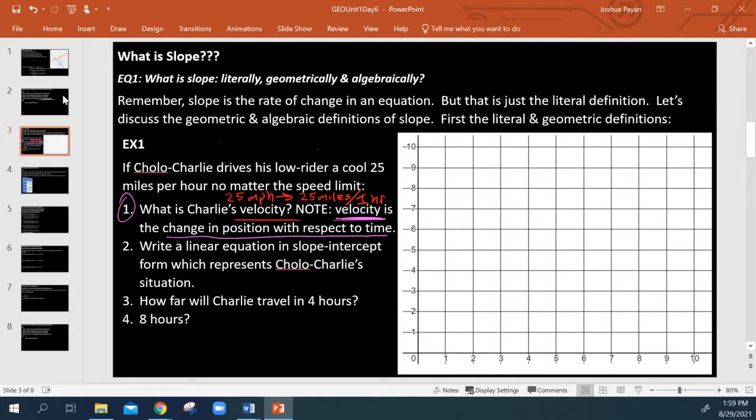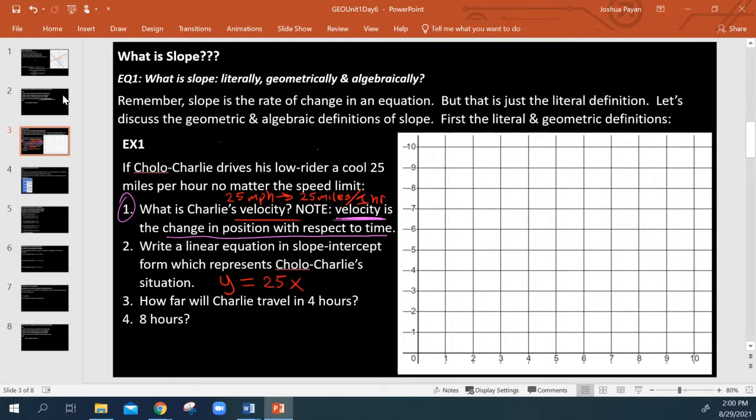A linear equation in slope-intercept form that would represent this would simply be y, or his velocity, right? His velocity depends on time, so velocity is the dependent variable. So velocity is equal to 25 miles for every hour, 25 miles per hour. So our time is our independent variable, the number of hours.